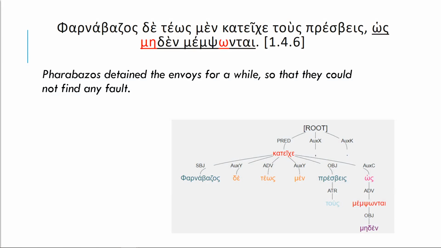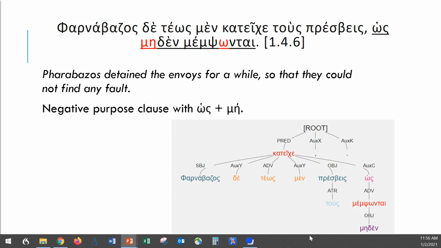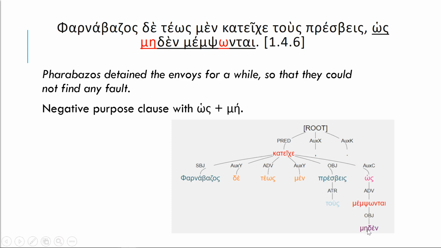So Pharnabazus held the envoys. He detained the envoys for a while. Why? So that they could not find any fault. Okay? So this is a negative purpose clause. We have hōs, and then we have the mē in mēden instead of ouden, right? So that they could not find any fault. This is a subjunctive because it's got a long omega here. If you click on it in Alpheios, it will tell you it's the subjunctive.